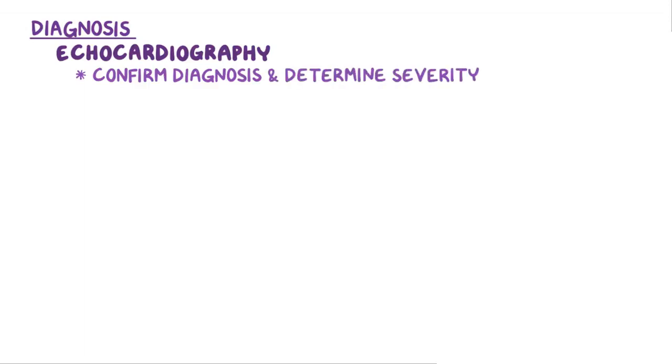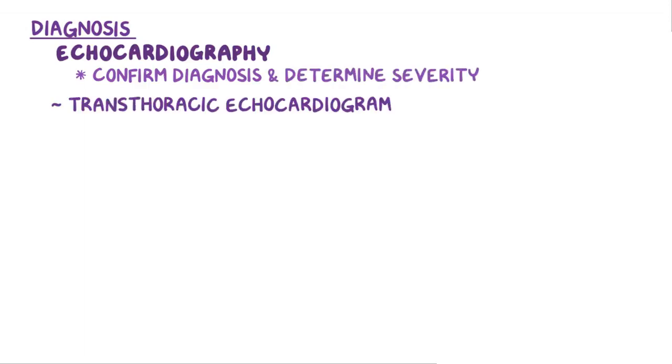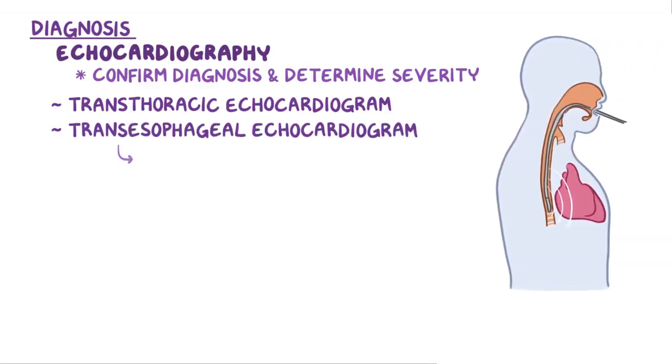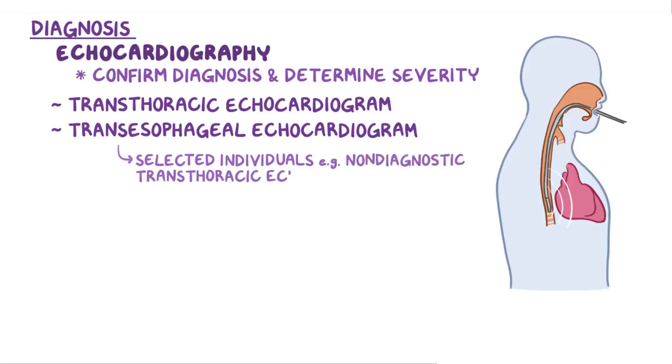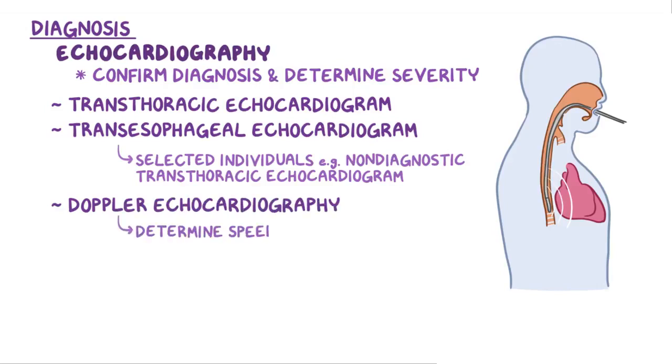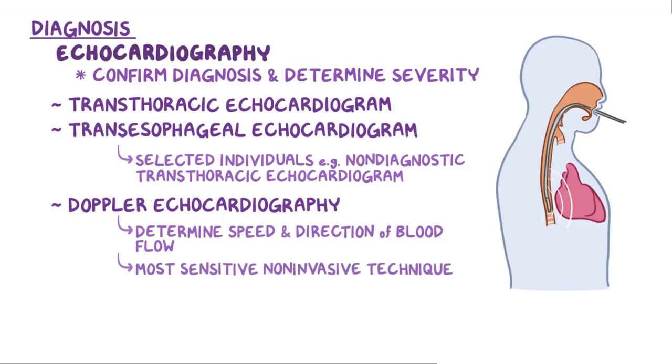When presentation suggests valvular heart disease, you should proceed with echocardiography to confirm the diagnosis of valvular disease and determine its severity. A transthoracic echocardiogram is typically done, but a transesophageal echocardiogram may be needed in selected individuals, like those with a non-diagnostic transthoracic echocardiogram. Doppler echocardiography allows determination of the speed and direction of blood flow, which makes it the most sensitive non-invasive technique for detecting the regurgitant jet.